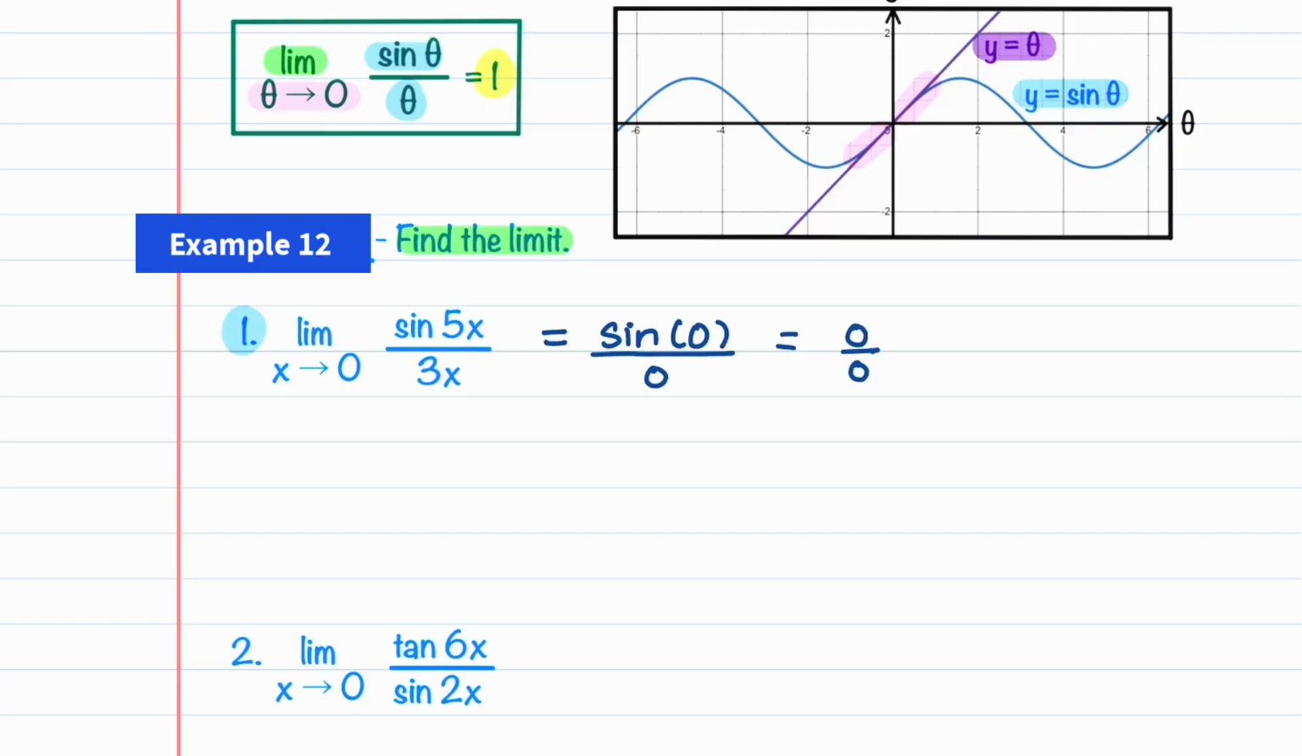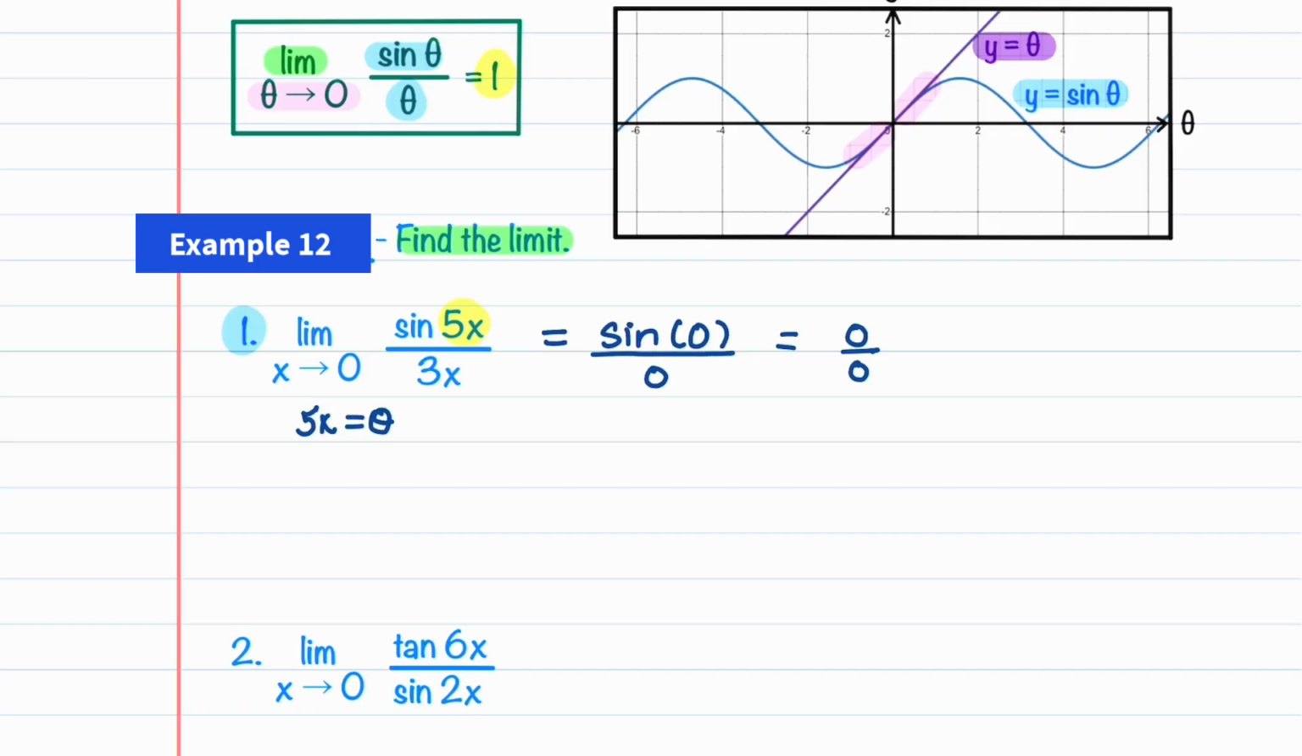When you're solving any limit that has a sine in it, you want to utilize the fact that the limit of sine theta over theta as theta goes to 0 is equal to 1. If we look at our limit, I want you to focus on the 5x right here. Think of the 5x as theta. So we need to have a 5x in the denominator.